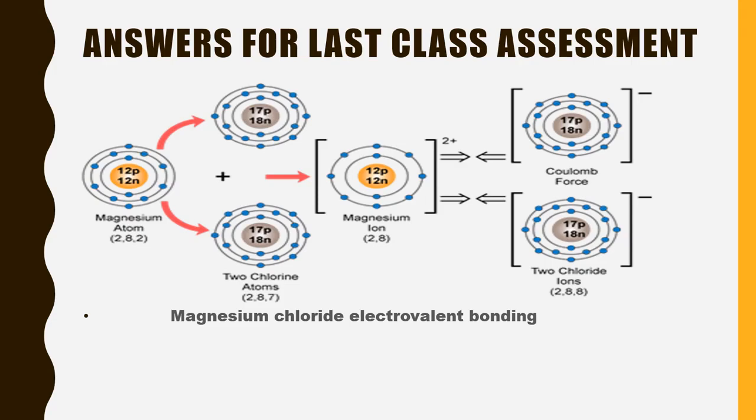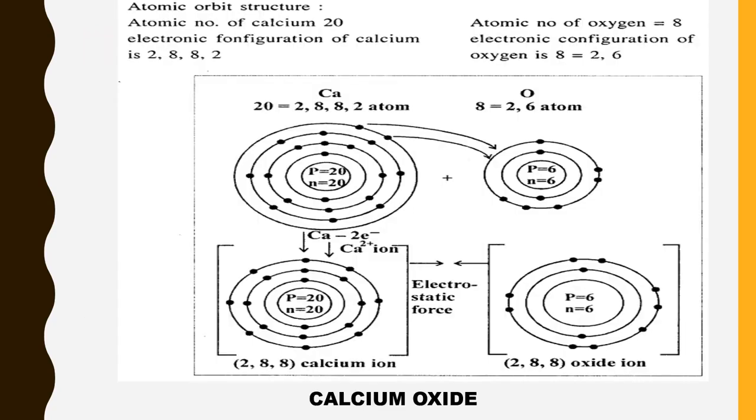In the last session, I gave an assessment for you. Do the electron dot structure of magnesium chloride. Here are your answers. You can note this down in your classwork. For your further understanding, watch the video repeatedly. Again, the electron dot structure of calcium oxide is also included. Here is the electron dot structure of calcium oxide.